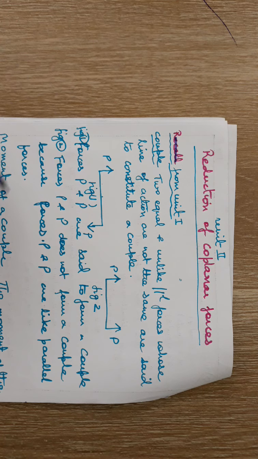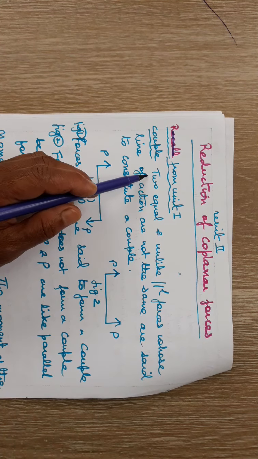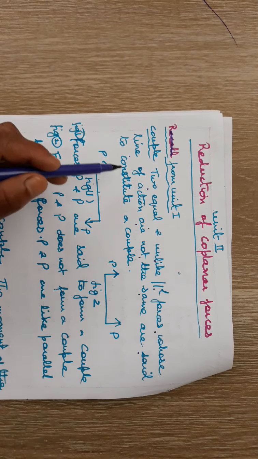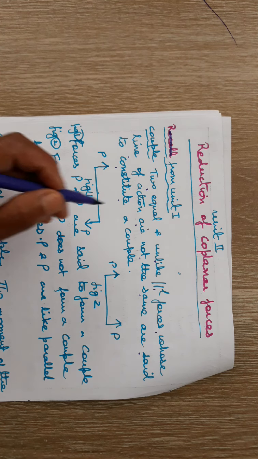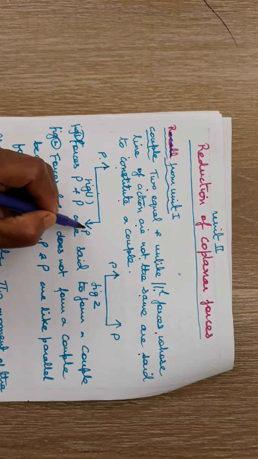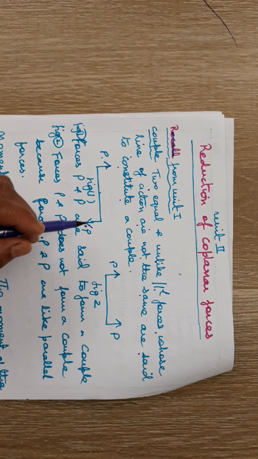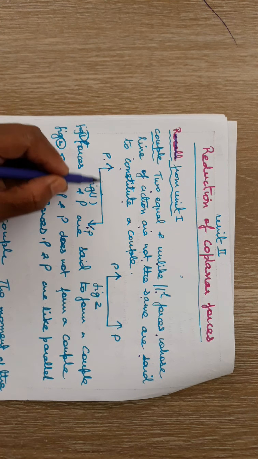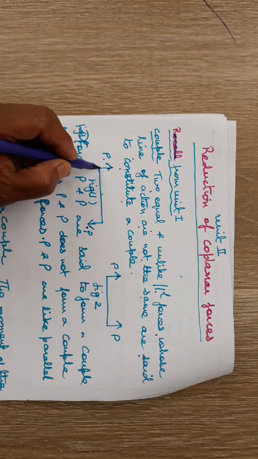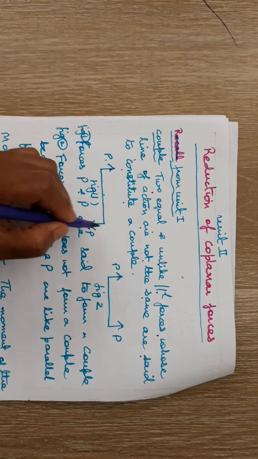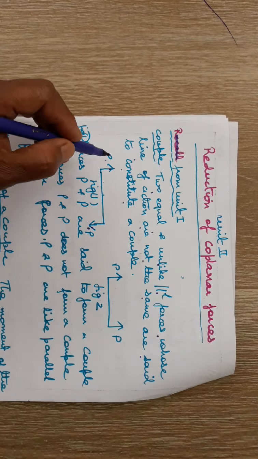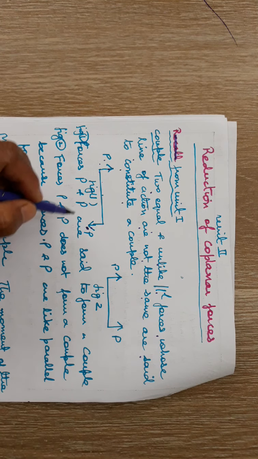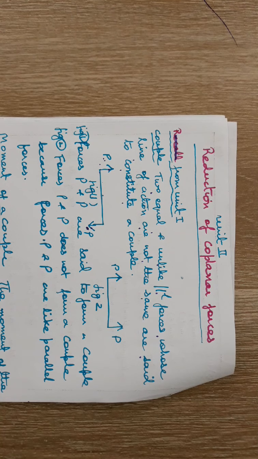So the couple and the moment of a couple, I'm going to define these two here. Two equal and unlike parallel forces whose lines of action are not the same are said to constitute a couple. What does it mean? Suppose you have two equal forces P and P. Unlike means one is acting upward and the other downward. They are parallel forces, as you can see, and equal, but their lines of action are not the same. These two forces are said to constitute a couple.